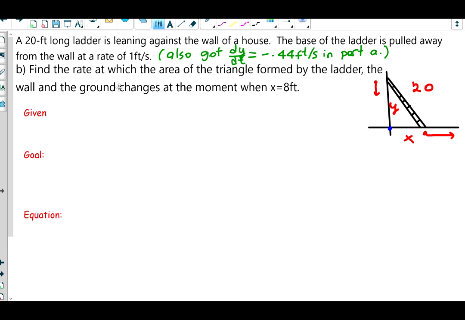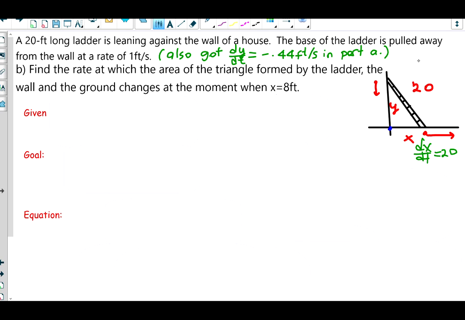So let's restate the original question. We have a 20-foot ladder that is leaning against the wall of a house and the base is being pulled away at a rate of 1 foot per second. So dx/dt was given to us as 1 foot per second. And because the length of the ladder does not change over time, I went ahead and put a 20 right there. I did not introduce a new variable such as z. It was not necessary and it would make the problem unnecessarily complicated. So I put the 20 right in there from the beginning.